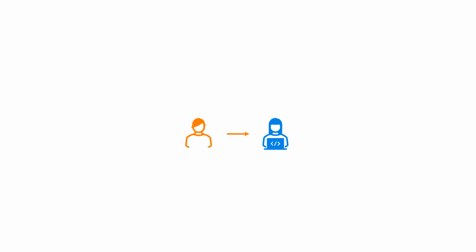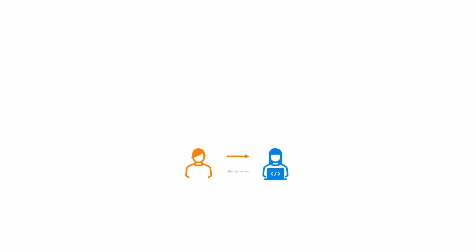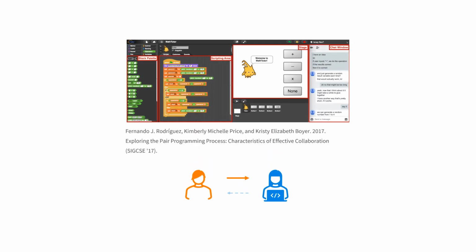But pair programming is an unbalanced collaboration technique. The navigator is strongly dependent on the driver to write the code, but the driver has only a weak dependency on the navigator. They can work on the solution without involving them. This can lead to ineffective collaboration. For example, Rodriguez et al. found that pair programming episodes where the driver scarcely communicated yielded a lower learning outcome.